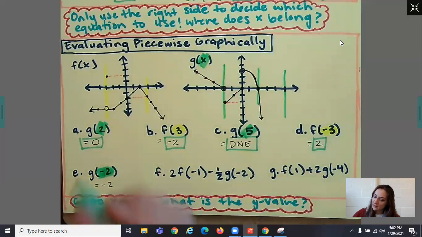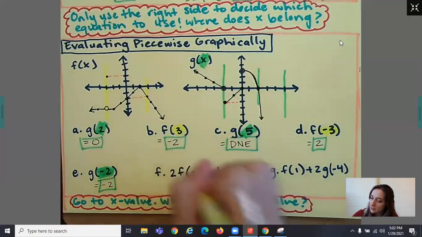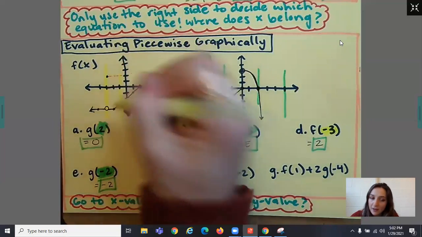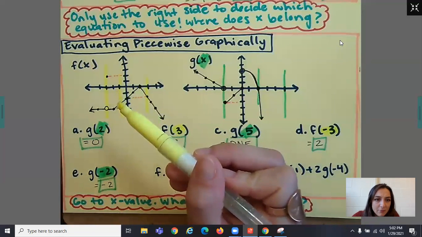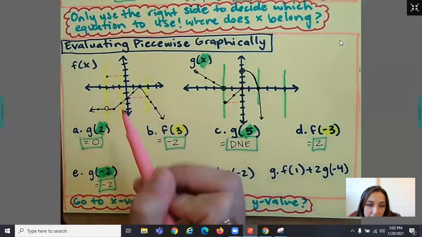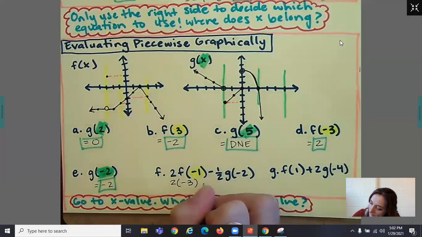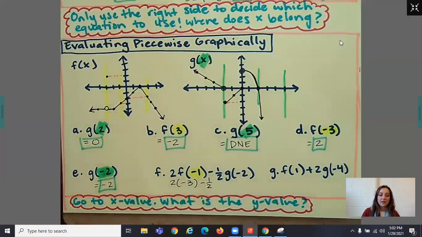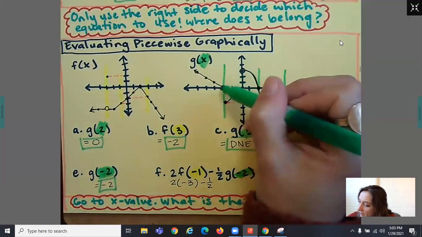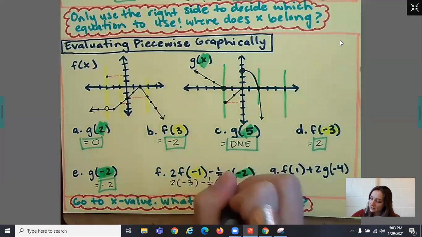Okay, and let's look at these next two. They're a little bit more complex, but they're still not too bad. So first we're going to find F of -1. So I'm going to go to -1 on my F graph, and I can see that this is hitting that point right down there, which is at the Y value of -3. So this is going to be 2 times -3. Now let's find G of -2. So I'm going to go to -2, and I've actually already solved for that value. We got -2, so it's going to be 1/2 times -2.